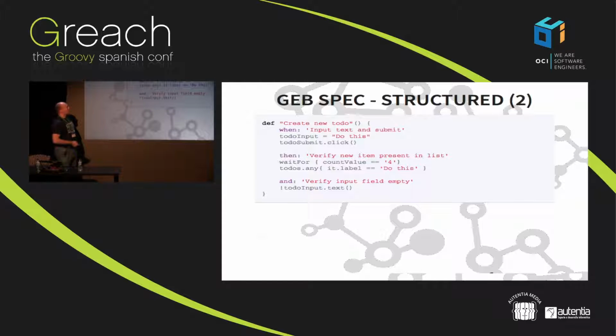So, how do I do interactions? Now I can say, the to-do input, add in do this, to-do submit, .click. I could even have put in a submit method into the page that would then say, all right, click on this to-do submit button. Now I wait for the content value to be 4 and make sure that there is at least one of these. There must be one that has this item. And I can again verify that the input is empty.